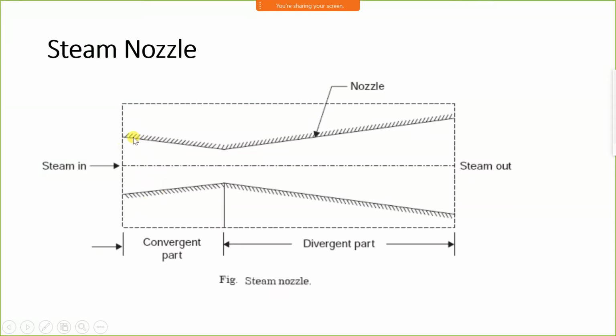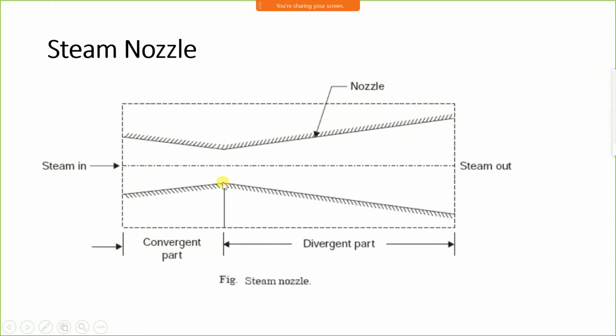Now you can see the shape of the nozzle. It is a circular cross section, conical. The cross-section area of this half of the region is decreasing. Therefore, this portion is called a convergent cone, or the convergent part of the nozzle. Here the diameter is more. As it moves lengthwise, its diameter decreases, and here it is a minimum diameter.